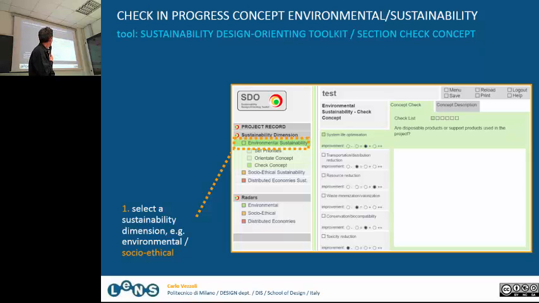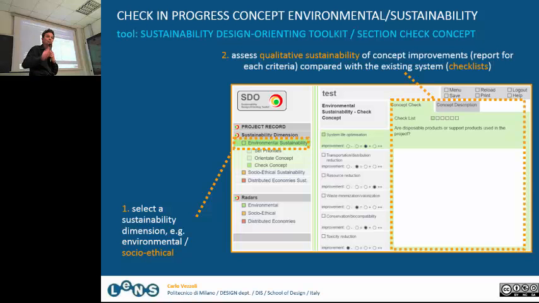For example, here we are going into the environmental dimension, and you are using the same checklist that you have been using to assess the existing system in relation to the different 6 criteria. Okay? And you are making those questions about your concept. So you will come out with a report on your concept describing whether you produce any benefit and improvement in relation, for example, to system life optimization compared to the existing system that you had before.